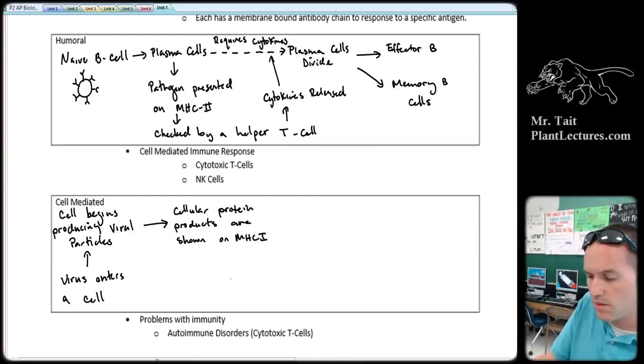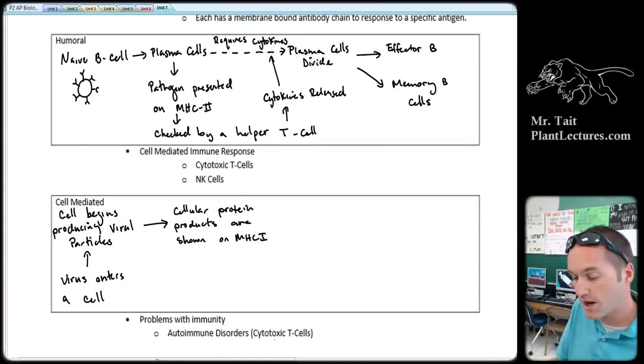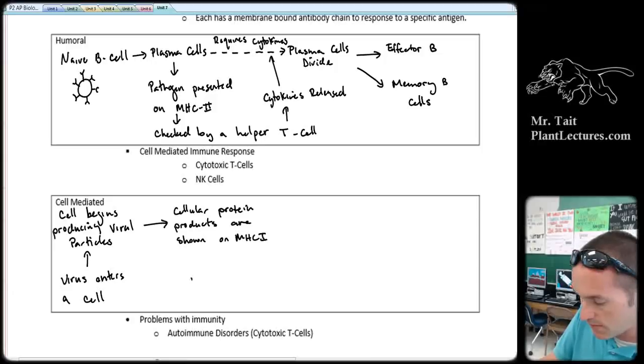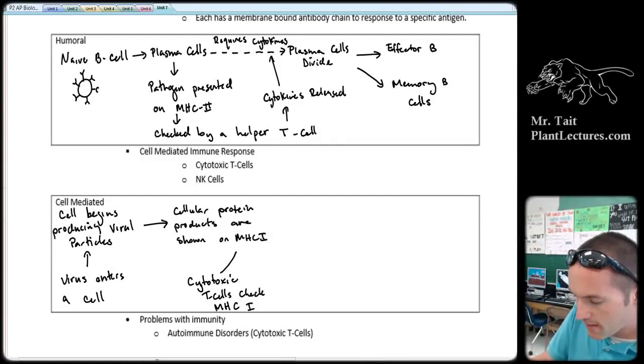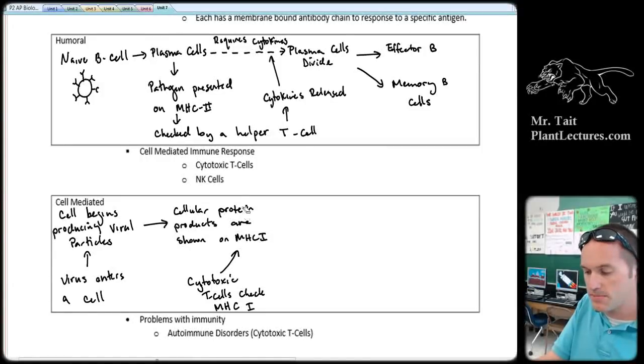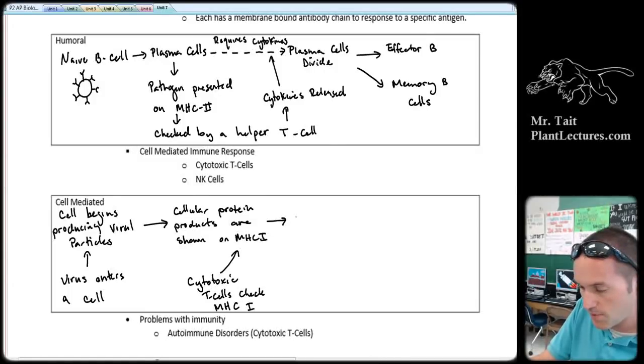Okay, well, these MHC1s are constantly being checked, and they're being checked by these things called cytotoxic T cells. In the event that a cellular protein product is shown on MHC1 that's not from your body, we call those non-self proteins, a cytotoxic T cell is going to see that, and it's going to say, uh-oh, there's a problem. So the very first thing that the cytotoxic T cell would do in the event of a non-self protein being produced is that this cell goes through apoptosis.